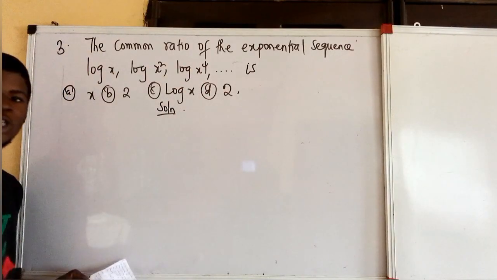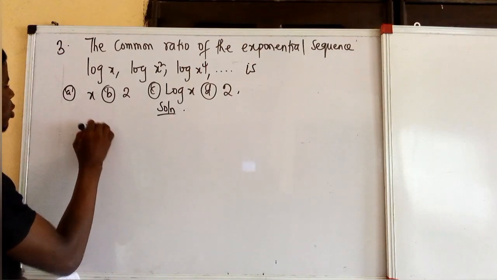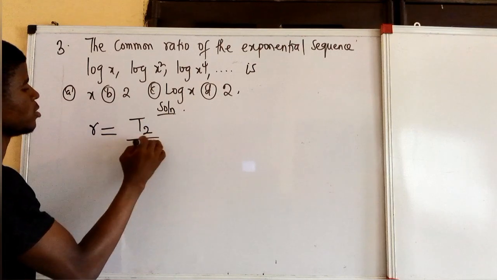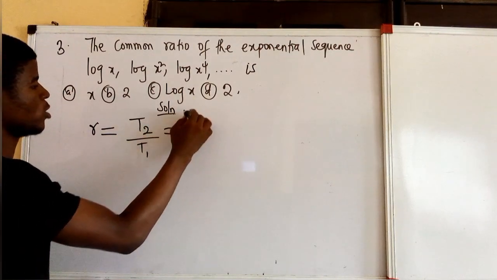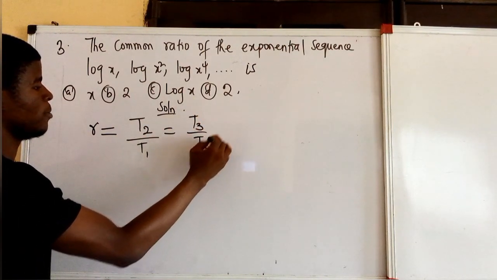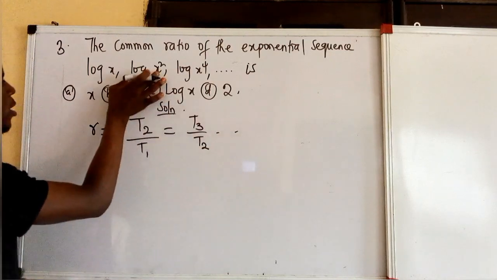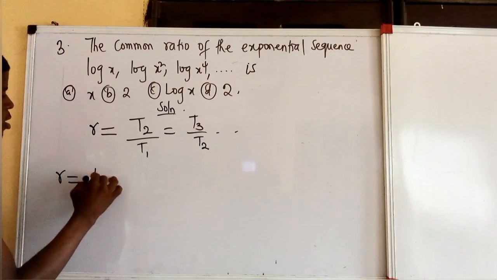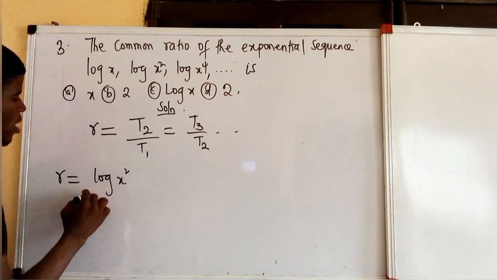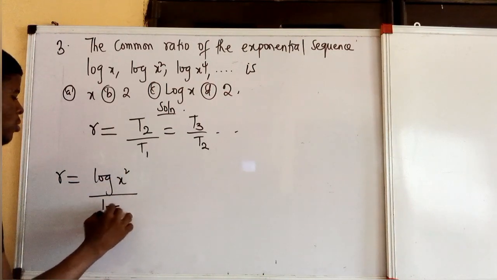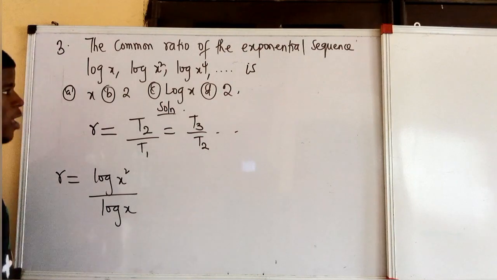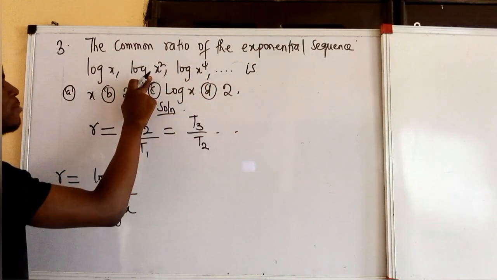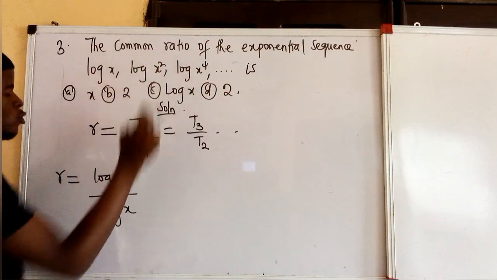In a geometric progression, the common ratio, which is R, is equal to the second term over the first term, and this is equal to the third term over the second term, just like that. So here, R will be equal to the second term, log x squared, over the first term, log x, which is also equal to log x to the power of 4 divided by log x to the power of 2.